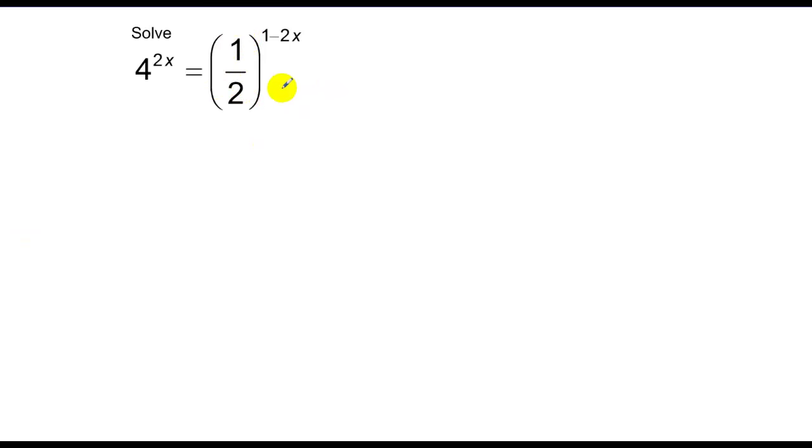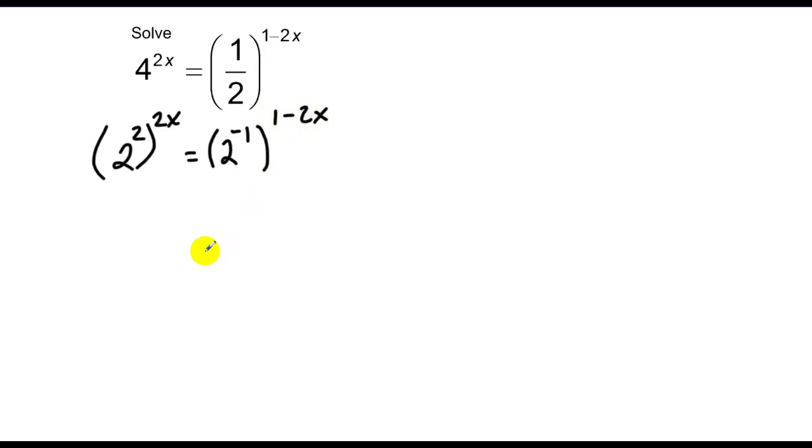When we don't have nice natural numbers and have fractions, it makes things a little more difficult. 2 is going to be my base here. I know 4 is equivalent to 2 squared. What power of 2 is 1/2? Well, if you remember, we take the reciprocal using negative exponents, so 2 to the negative 1 is 1/2.